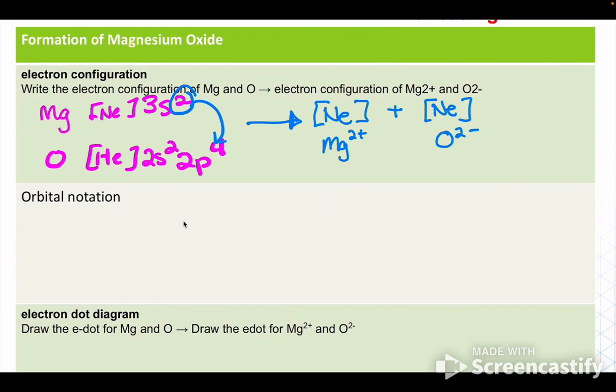So that's how I would want you to show electron configuration, ionic bonding. So make sure you show the arrow with the transfer, and then this arrow is representing what they then become, which is what you put on the right side.